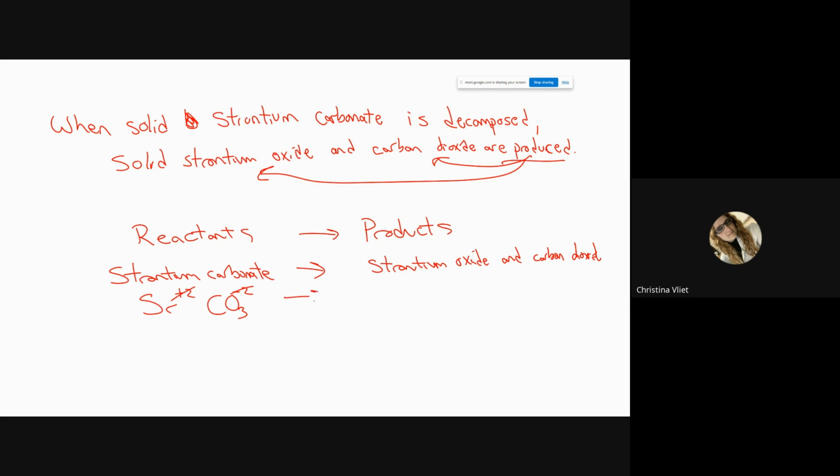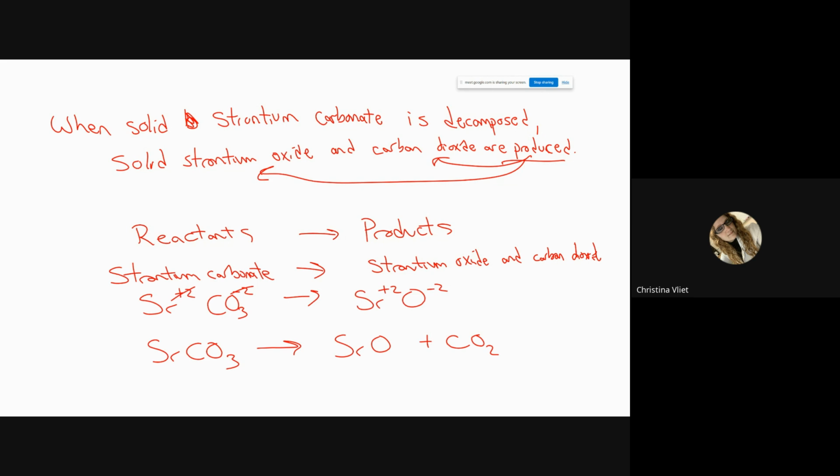Here we go. Products. What are they? So this is SrCO3. Products are, what's that? Sr plus 2, O minus 2, SrO. And the other one? Because we just know that, because it's a dioxide, I don't have to do charges or anything. That's it. This is also balanced. Count them out, the amounts are the same on both sides.